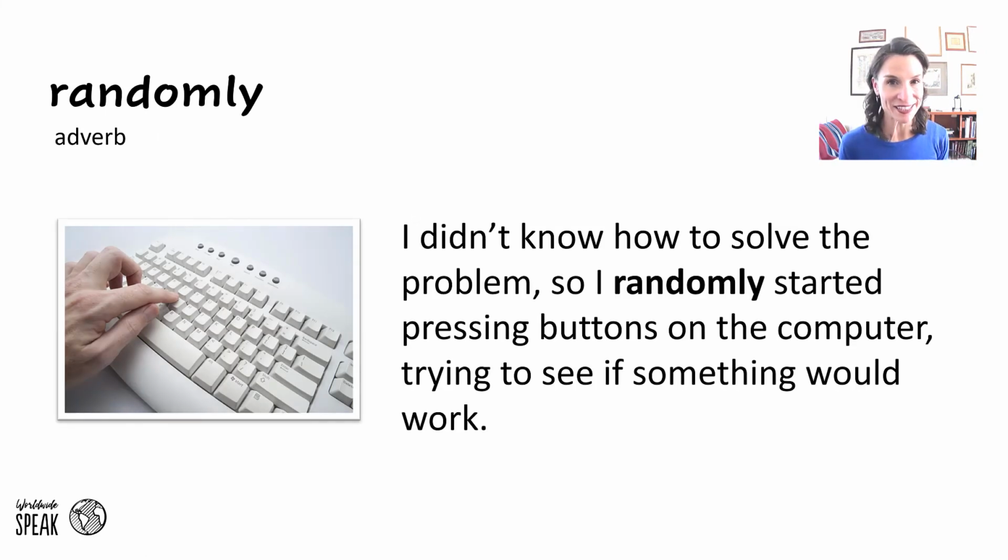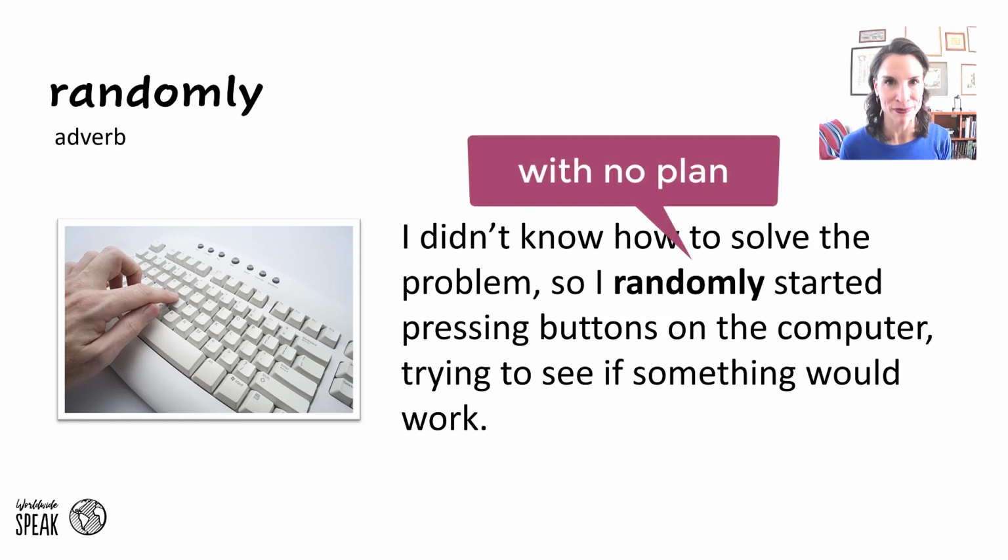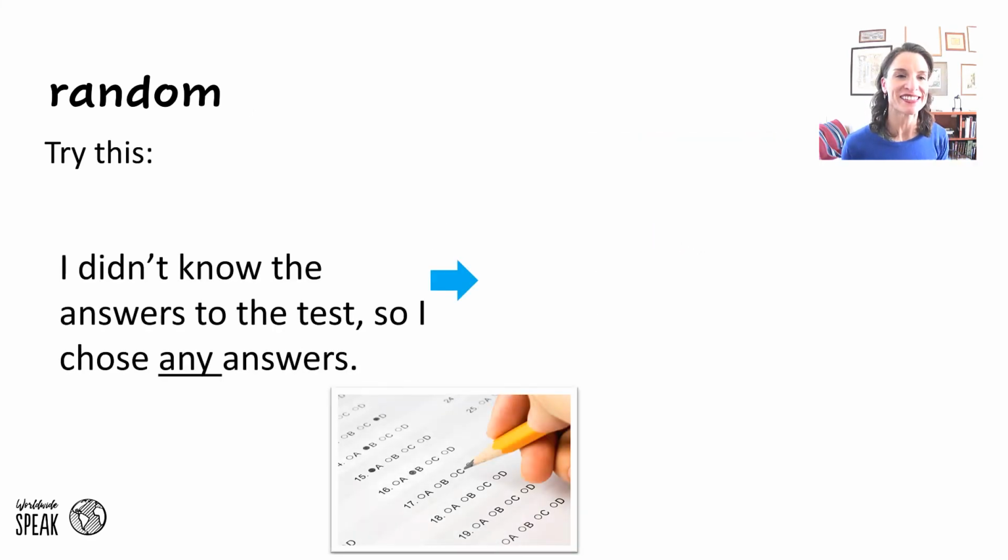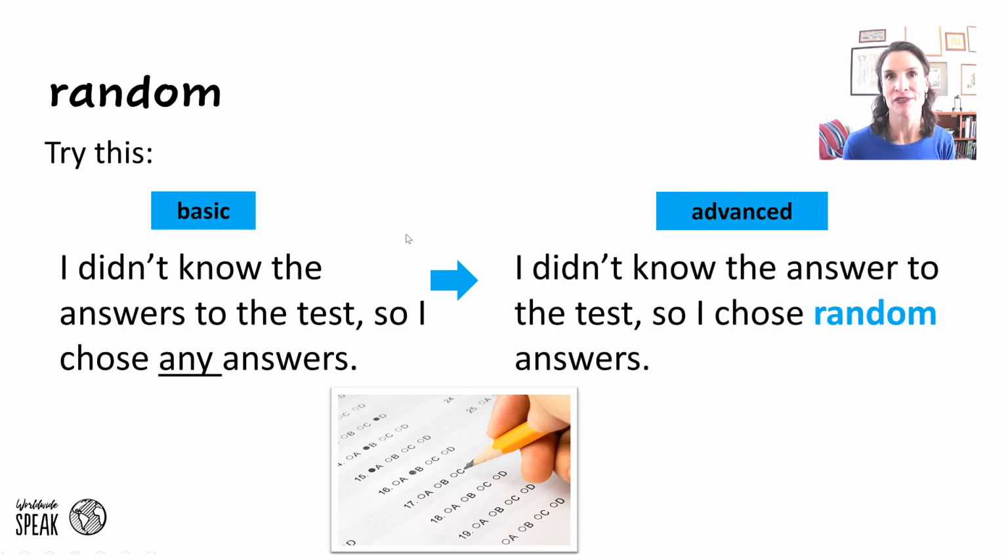For example, I didn't know how to solve the problem, so I randomly started pressing buttons on the computer, hoping that something would work. So I did not have a plan when I was pressing the buttons. I was simply pressing them with no plan. So let's try this. I didn't know the answers to the test, so I chose any answers. A lot of students do this, and a lot of students make sentences like this, but we can replace the word any with random here and have a much higher level sentence like this. I didn't know the answer to the test, so I chose random answers.